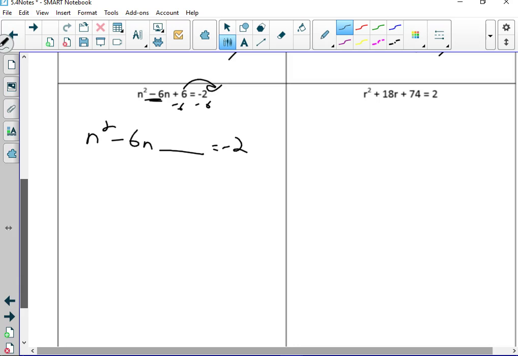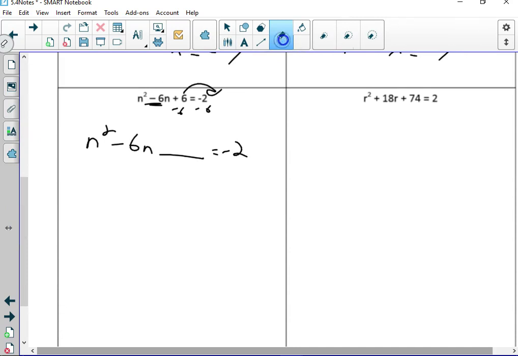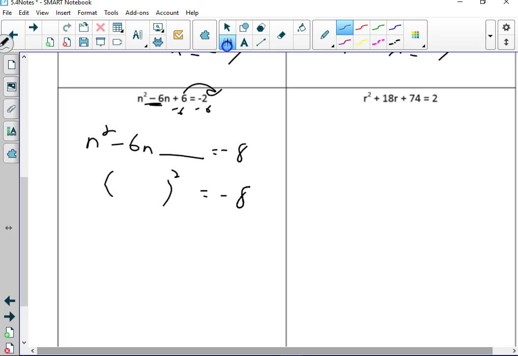Sorry, negative 8. Negative 2 minus 6, negative 8. Okay, now we put squared equals negative 8.